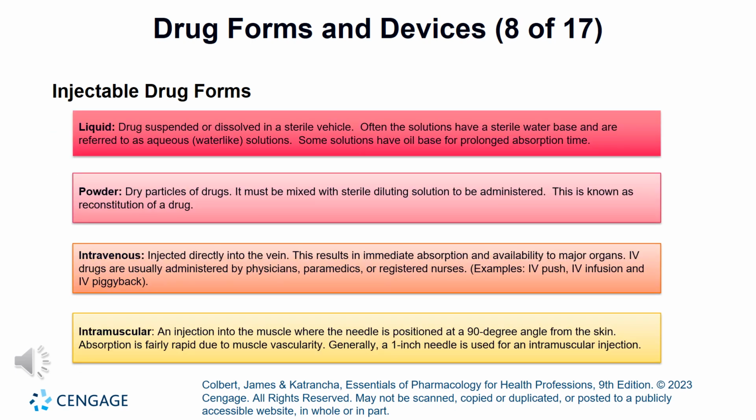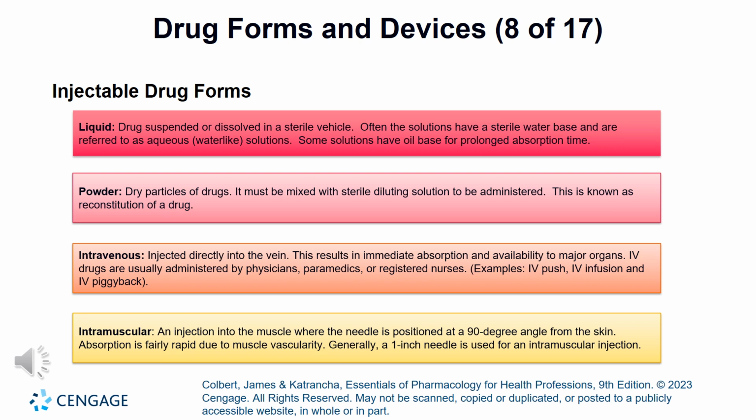There are several injectable drug forms, and these include liquids, which are drugs suspended or dissolved in a sterile vehicle or agent. Often the solutions have a sterile water base and are referred to as aqueous or water-like solutions. Some of them have an oil base for prolonged absorption time. Powders are dry particles of your drugs. They must be mixed with sterile diluting solutions to be administered. This is known as reconstitution of a drug.